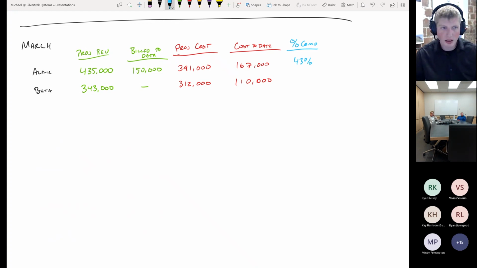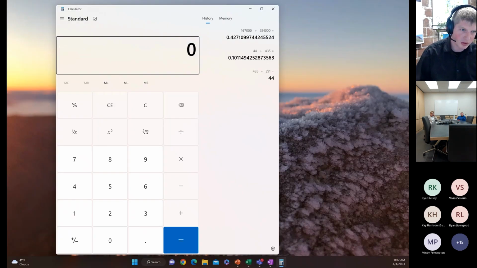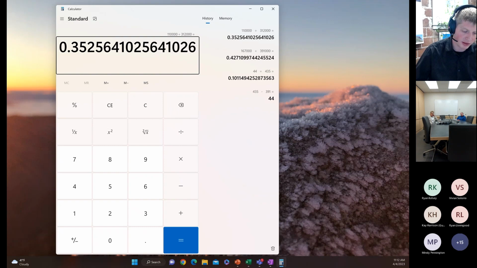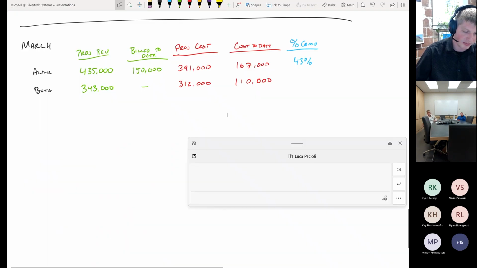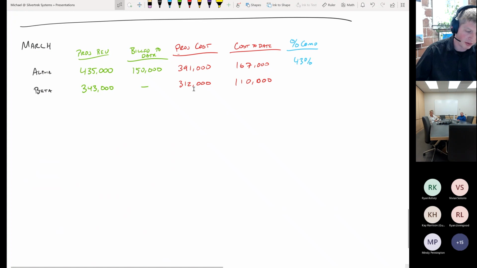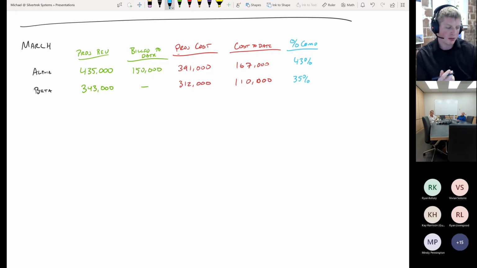And the next job down, we would do the same thing, right? We take our 110,000 and we divide it by our projected of 312, and we get 35%. Again, we took 110,000 and we divide it by 312, and we get our 35%. So we're 35% complete with the beta job, and we're 43% done with our alpha job.